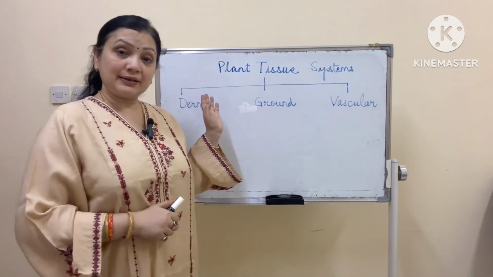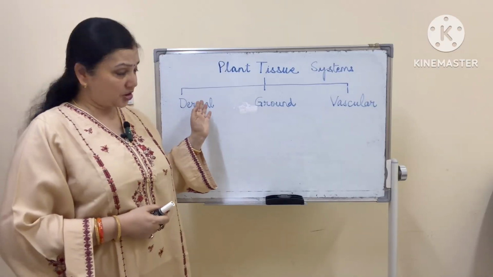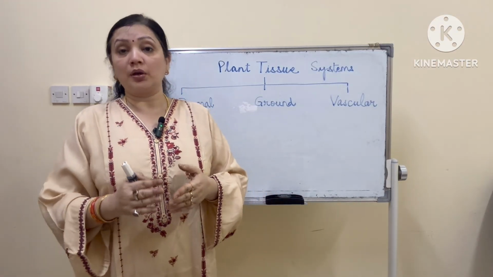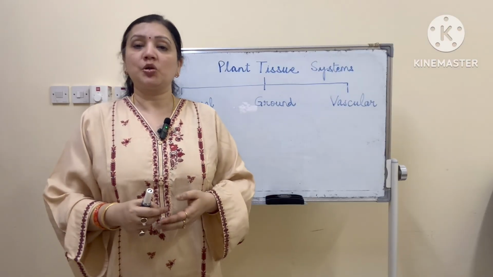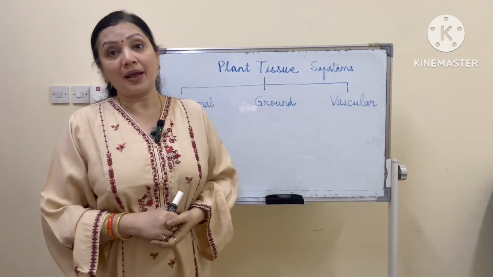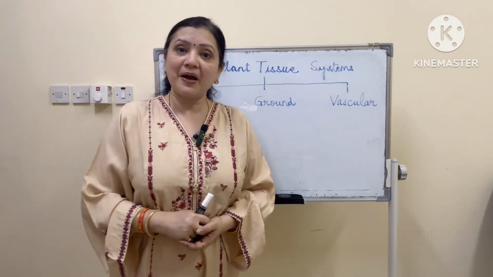So today we will be studying about the three types of tissue systems in plant. Till now we studied about the different types of plant tissue on the basis of their structure. Now these tissue systems are based on the basis of the function.